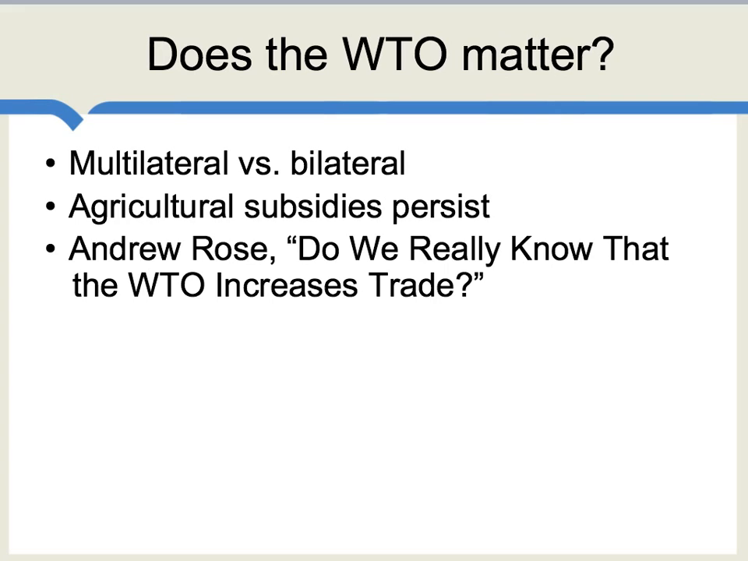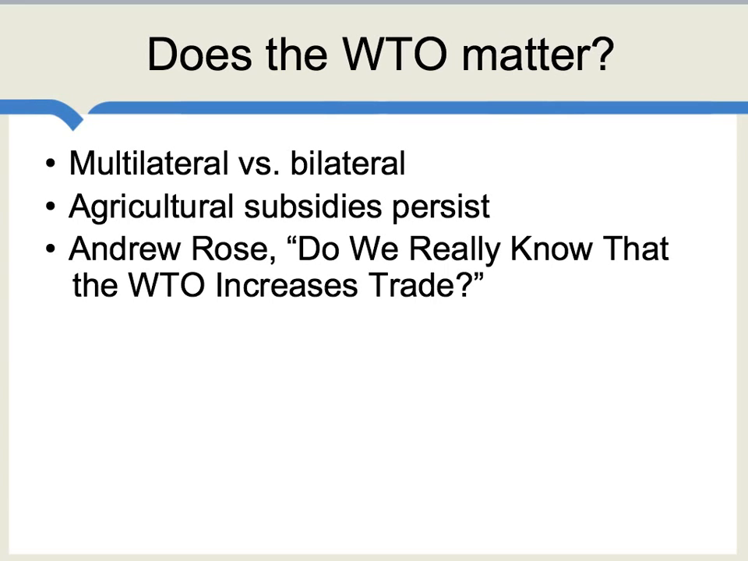Over time, the WTO seems to matter somewhat less. The first key point is that a lot of progress in reducing trade barriers today comes in the form of bilateral agreements rather than multilateral agreements for the entire world. So the United States and Costa Rica may make a deal, the United States and South Korea or Colombia may make a deal, but these are country-to-country deals, and over time we've seen more and more progress coming in that form rather than through WTO.